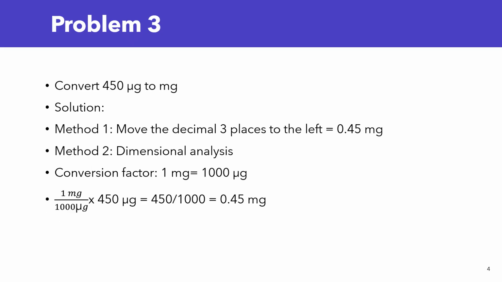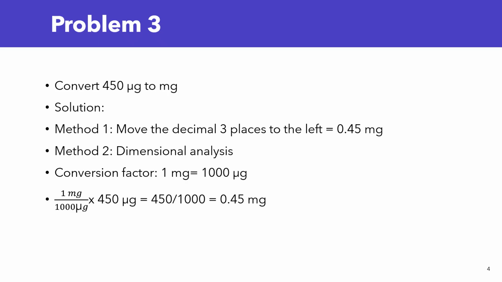Let's look at the next problem. Here we're converting 450 micrograms to milligrams. To convert from microgram to milligram, we're going to move the decimal 3 places to the left. So that means 450 micrograms is 0.45 milligram.